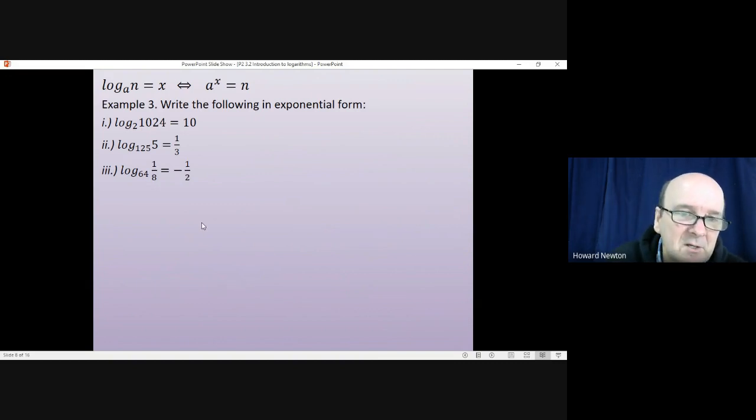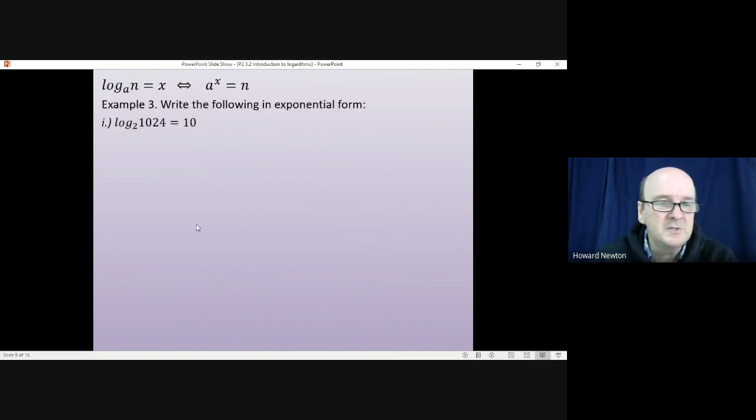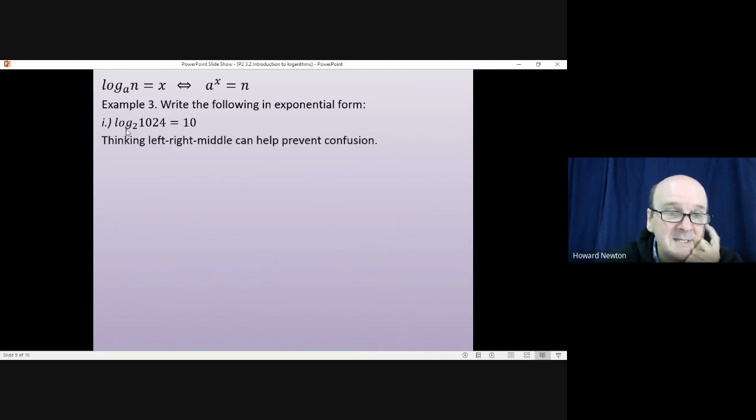Okay, let's have a look. So the first question, we've got log to the base 2 of 1024 is equal to 10. Now, you may find this helpful. The way I tend to think about things when I'm converting in either direction is left, right, middle. What I mean by that: the left number is 2, the right number is 10, and then you end up with the middle number. So 2 to the power of 10 is equal to 1024.